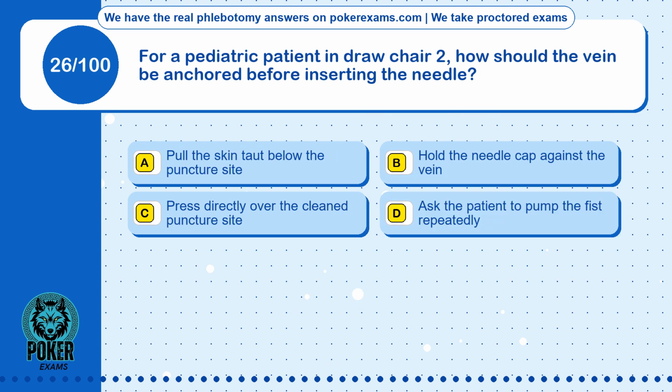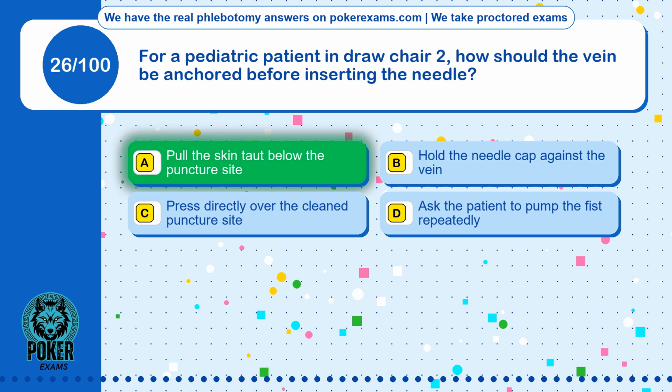Question 26. For a pediatric patient in draw chair 2, how should the vein be anchored before inserting the needle? Option A, pull the skin taut below the puncture site. Option B, hold the needle cap against the vein. Option C, press directly over the cleaned puncture site. Option D, ask the patient to pump the fist repeatedly.